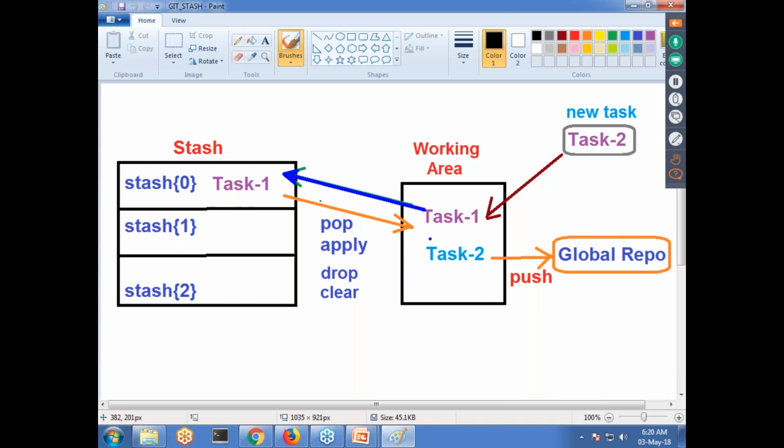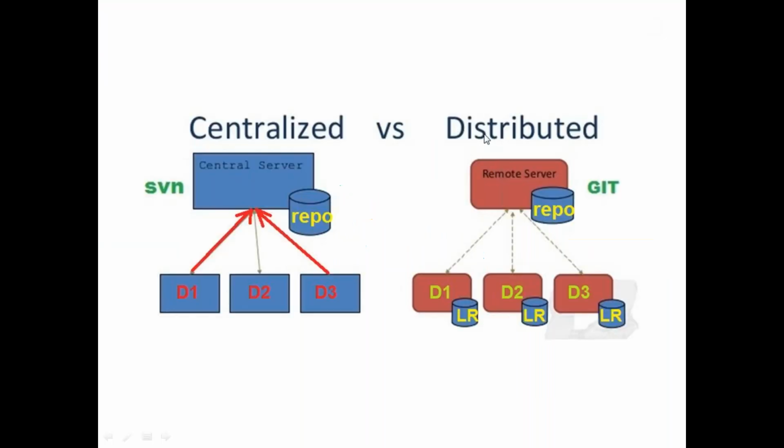So whenever the existing task is completed, we can get the work back. How to get the work back? We discussed commands like pop, apply. And if you want to remove the stash, you go for drop. And we can clear the complete stashes with the command stash clear, right? So we have some different commands in Git stash.